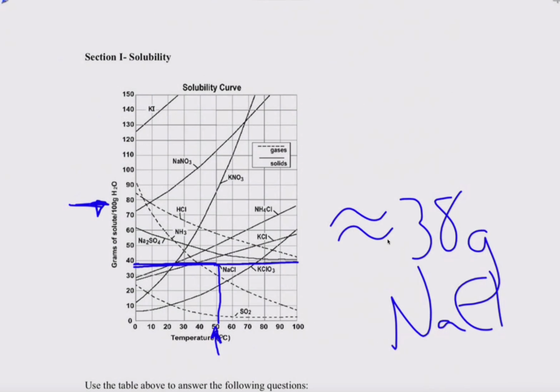For this one, if you had come up with anything between 35 and 40, that would have been fine. On the test, I'll try to make sure that they're less vague than that and that they're pretty spot on in terms of the numbers. But that's how you work the chart. You find the temperature you're looking for, where that intersects the line of the substance that you're looking at, and that tells you how many grams you could have at that temperature.